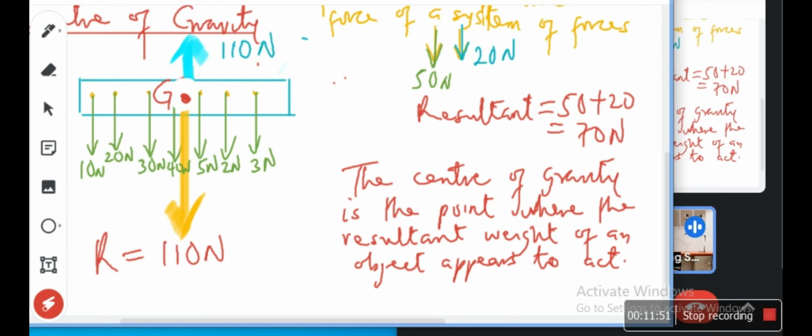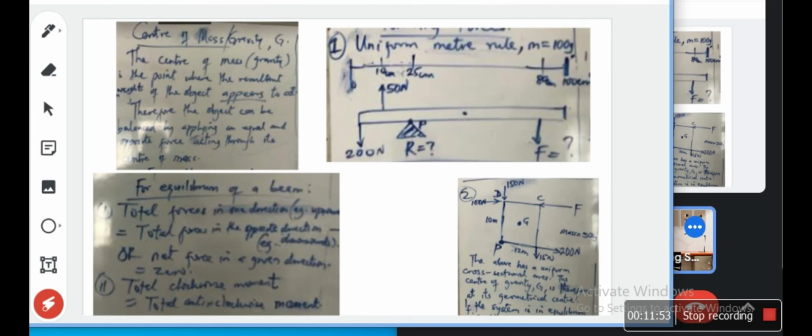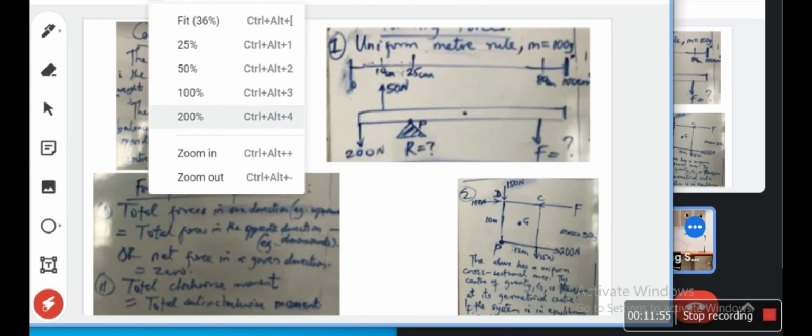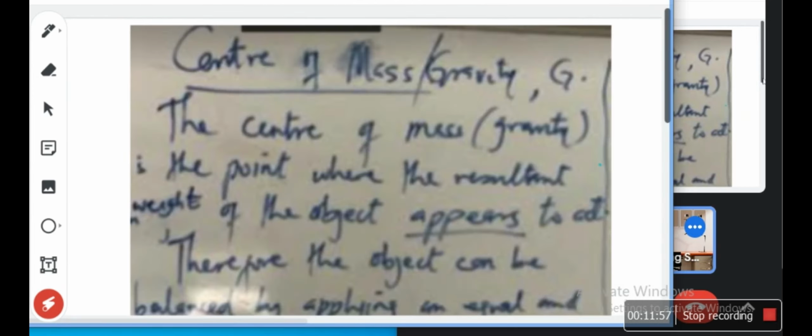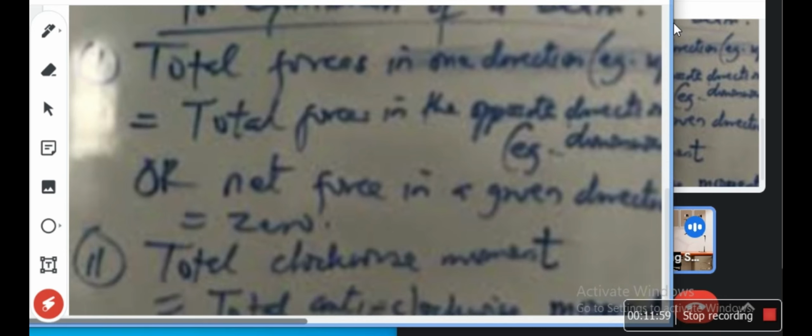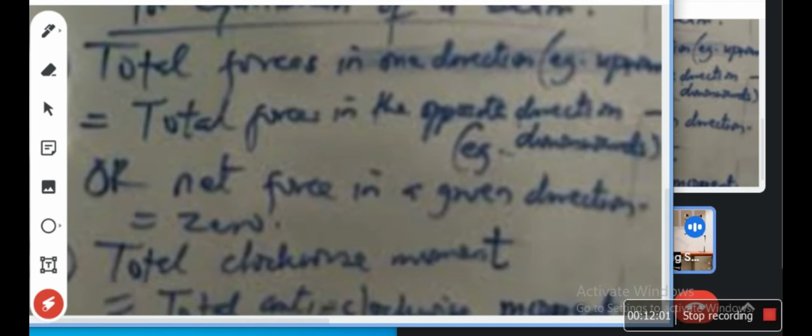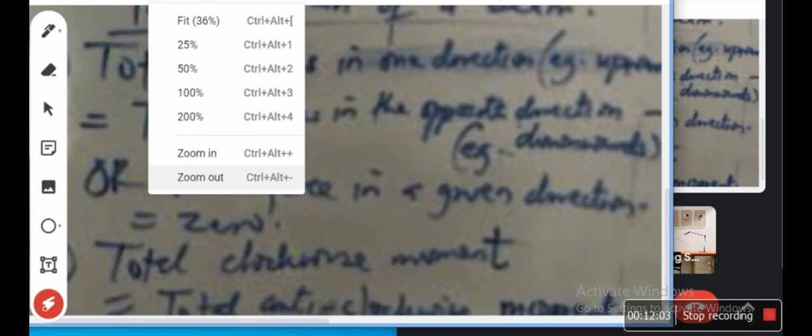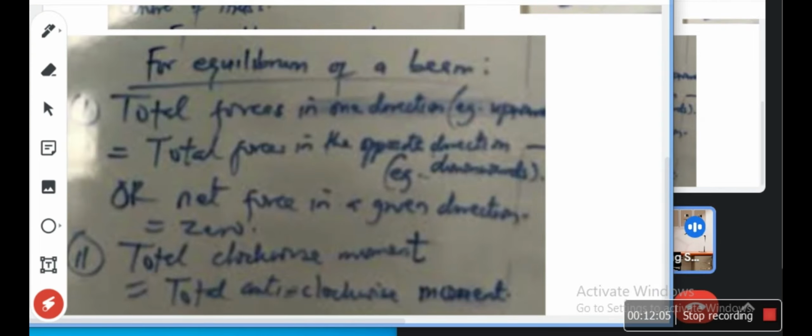Okay, so let's go to the next page and talk about the principle of equilibrium. Please confirm if you are still with us. We are not hearing you from your end. I'm still with you, sir. How come I wasn't hearing you?